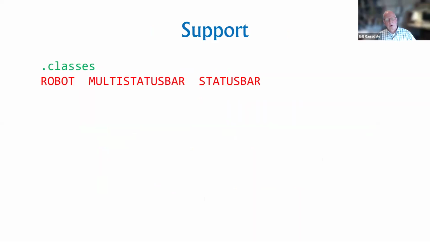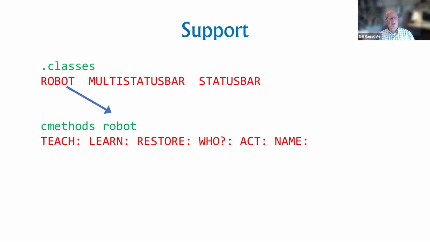Let's see what support Win32.4 provides. First, the word .classes will display all of the classes that have been created. Now, the only one we have created is robot, and you see the multi-status bar and the status bar, and there are about 20 more of the objects of the classes that exist in this system, and they're used for the user interface. If we want to explore robot, we then execute cmethods robot, and that will give us a listing of the methods that are associated with robot: teach, learn, restore, who, act, and name.